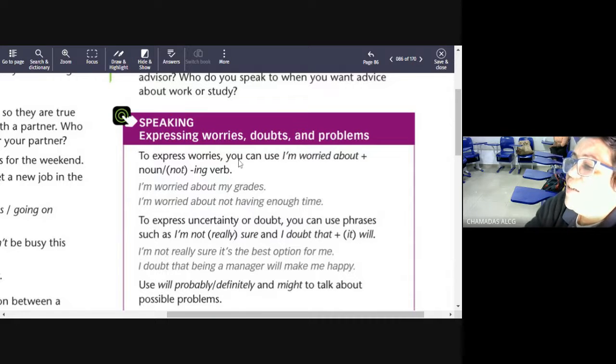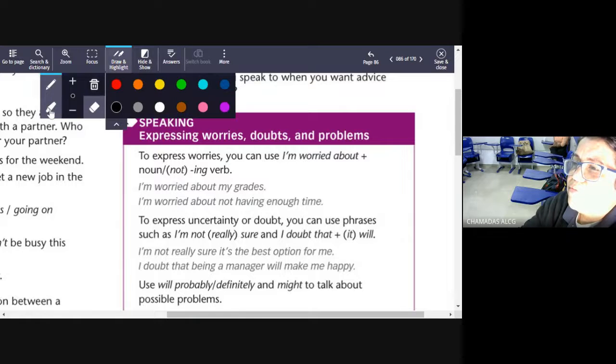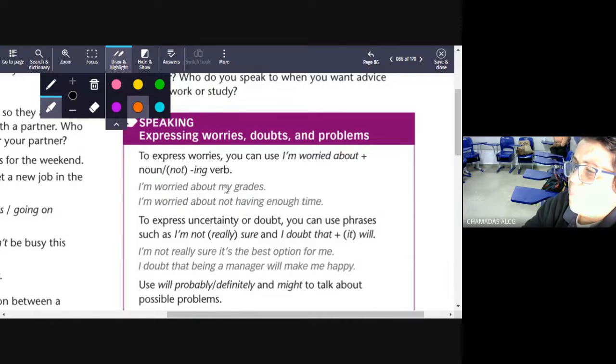Okay, so let me highlight this for you. And then here in green, the verb. Okay. Here it can be negative or affirmative. No problem at all. We just need to make sure we use ing after prepositions. Okay.